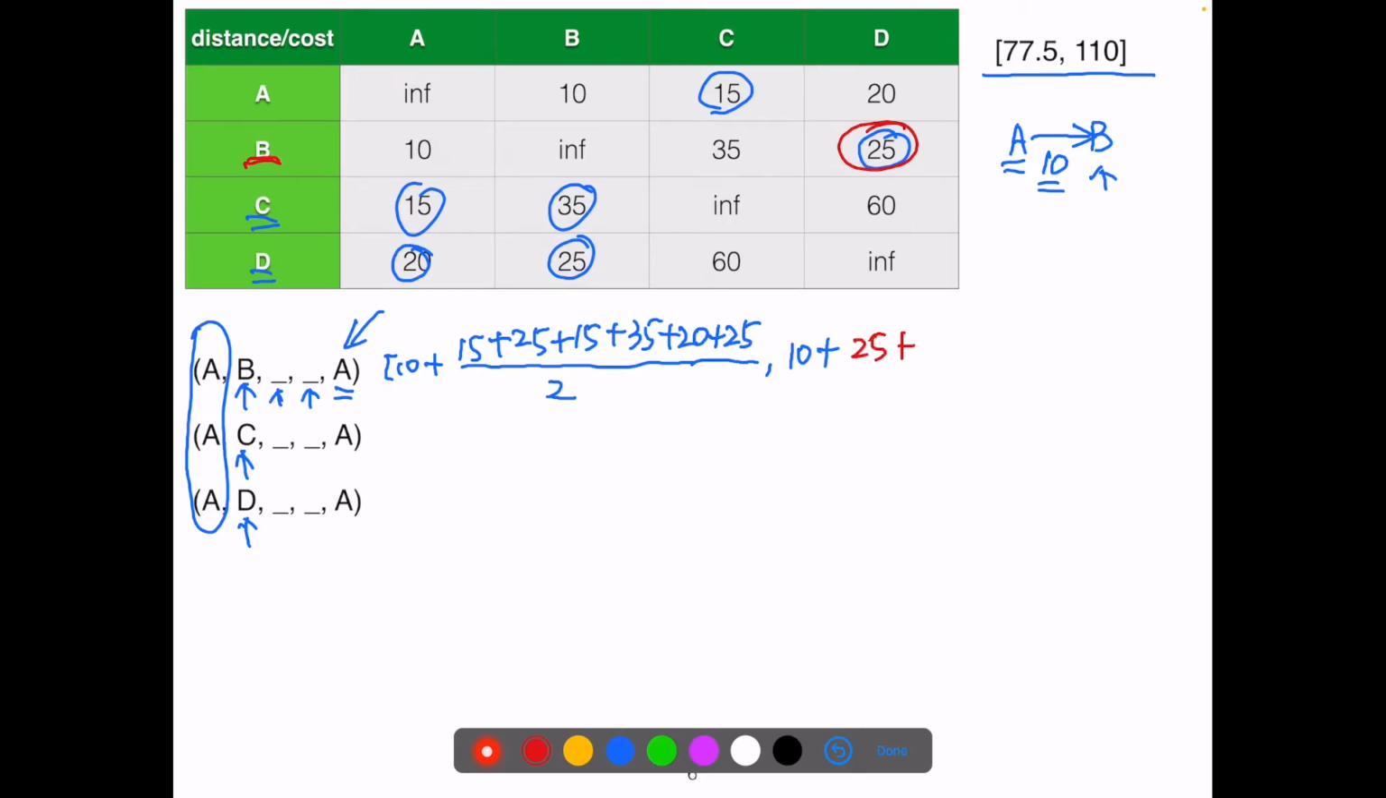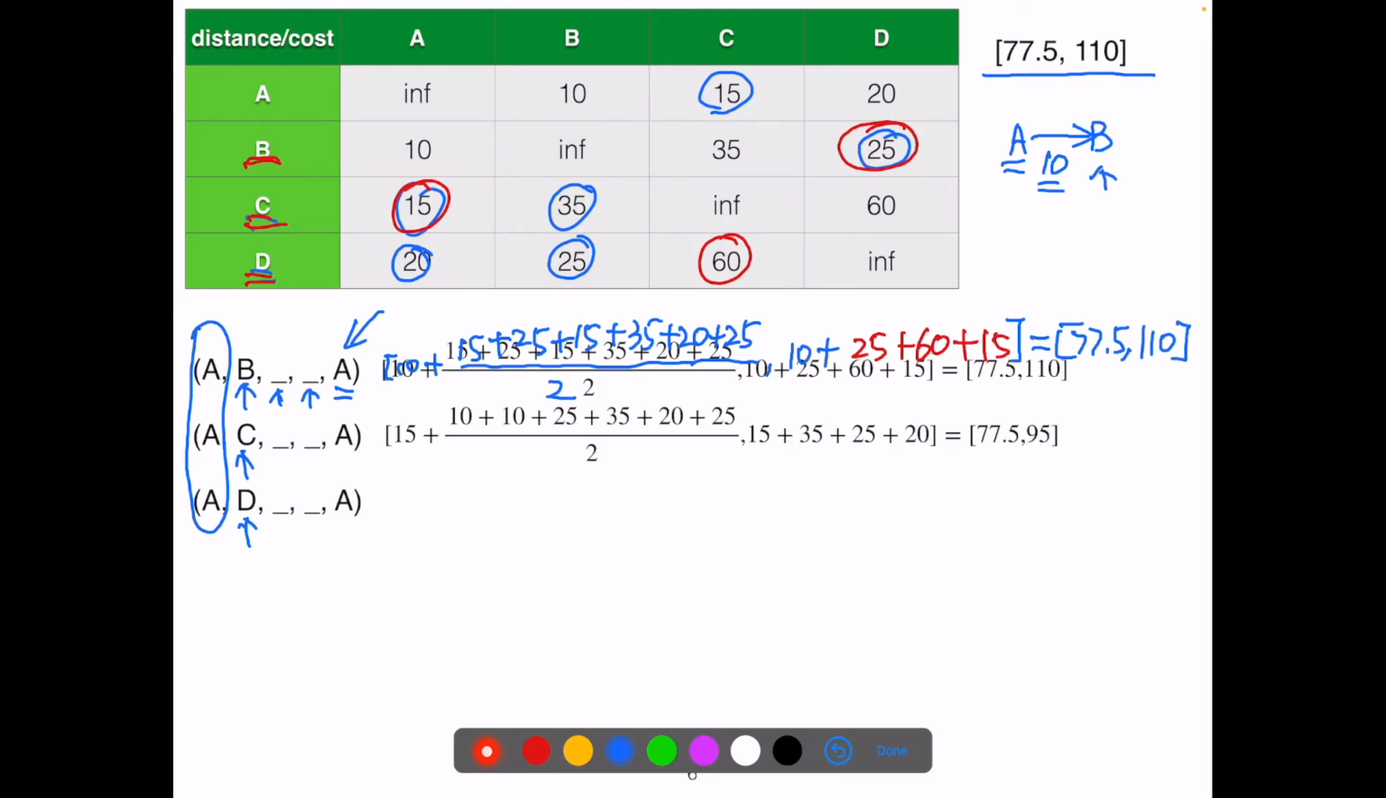Once we are at city D, there's only one option left. That's C. And then we need to go back to A. So CA, that's 15. This will give us the lower and upper bound of this partial solution. That's 77.5 and 110. We could do the same for the second partial solution. When we have decided one edge, that's A to C, we have the cost 15, that's cost so far.